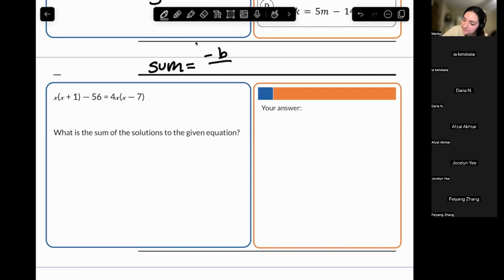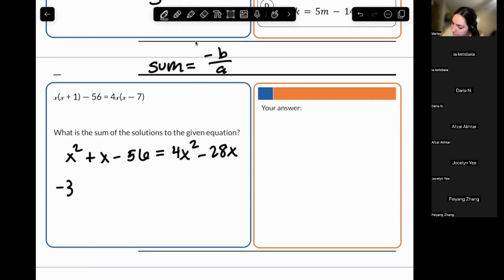Yeah. So I went ahead and I just simplified the equation and found my b and a values so I could do that expression. So I got x squared plus x minus 56 equals 4x squared minus 28x. And then I combined like terms. I got negative 3x squared minus 27x minus 56. So my b value was, oh, sorry. No, you're good. When you move the 28x onto the other side, did you add it or did you subtract it?